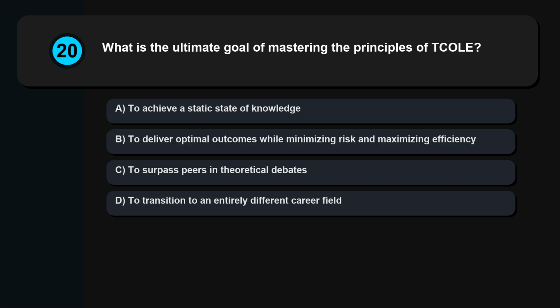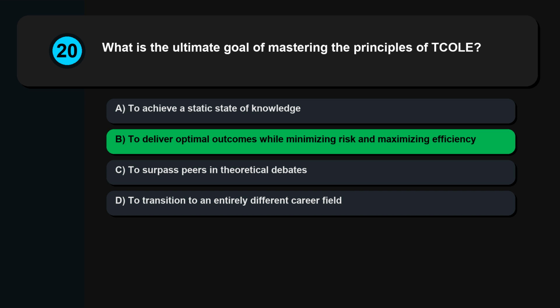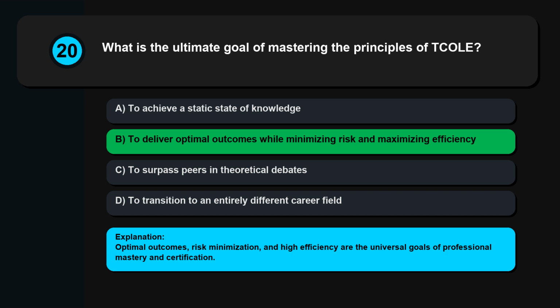Question 20. What is the ultimate goal of mastering the principles of TCOLE? To achieve a static state of knowledge. To deliver optimal outcomes while minimizing risk and maximizing efficiency. To surpass peers in theoretical debates. To transition to an entirely different career field. Optimal outcomes, risk minimization, and high efficiency are the universal goals of professional mastery and certification.